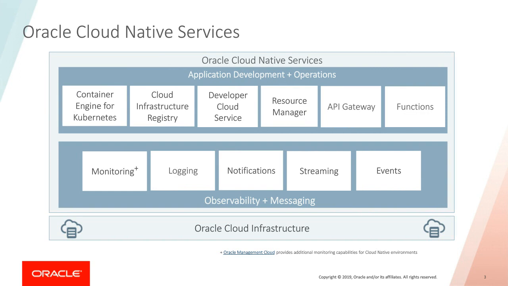Let's talk about Oracle Cloud Native Services. Our services leverage the highly performant next generation Oracle Cloud Infrastructure, also known as OCI. These services can be categorized into application development plus operations, and observability plus messaging. As you can see on this slide, we provide several cloud native services that combined with OKE will give you a robust and scalable cloud native services environment. For example, we have streaming services, which is fully Kafka compatible, logging services, which is compatible with Fluentd, monitoring native service, notifications, events, API gateway, infrastructure as code that allows you to run your own Terraform stack in the cloud through the Resource Manager UI option, along with functions and other services.